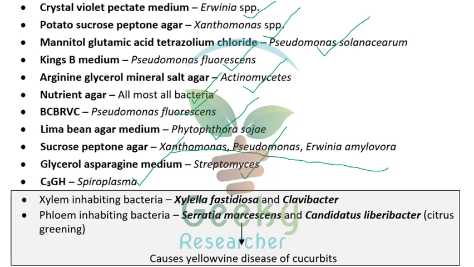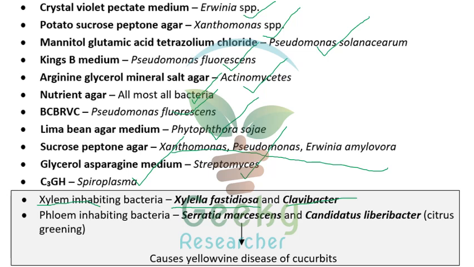Now one important thing that we need to discuss here is xylem inhabiting bacteria, because as I told you, Xylella fastidiosa is restricted to only xylem vessels, okay? That's why it's called xylem inhabiting, because this bacterium cannot be seen anywhere else but only in the xylem vessels of the infected plant. Xylem inhabiting bacteria, for example, are Xylella fastidiosa and Clavibacter. These two are xylem inhabiting, where their infection is confined to the xylem vessels of infected plants.